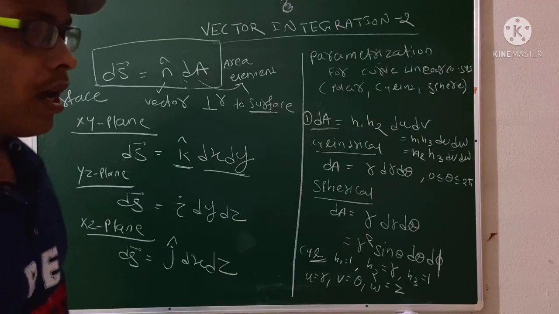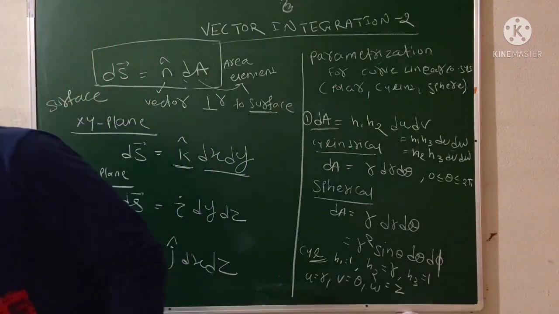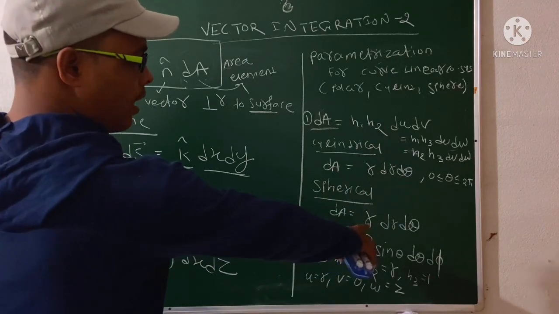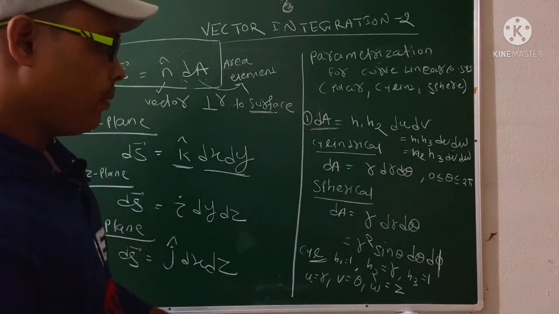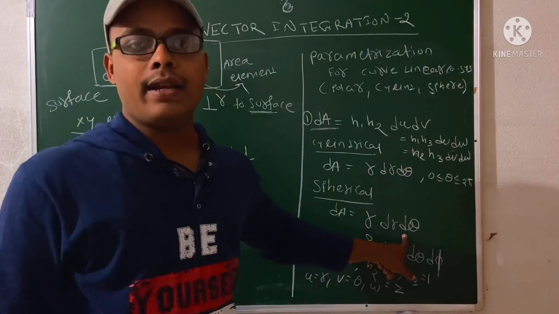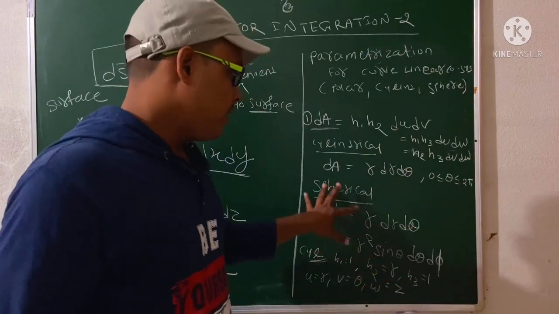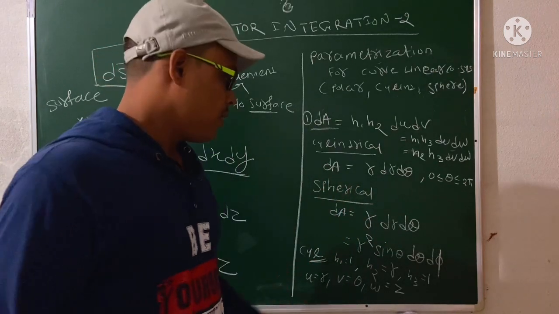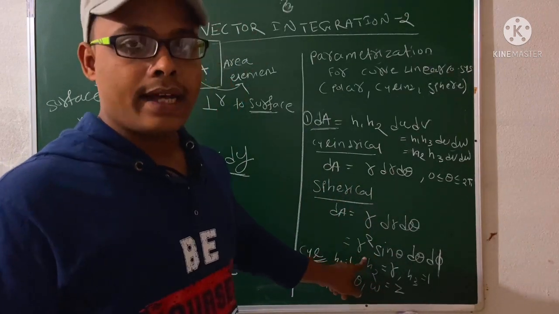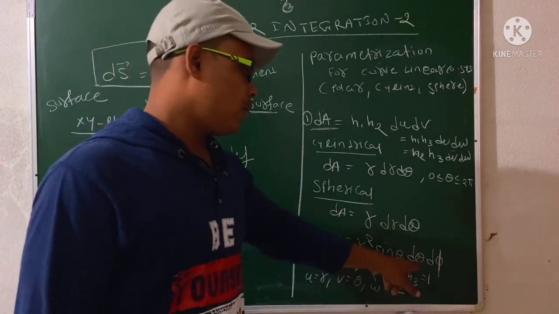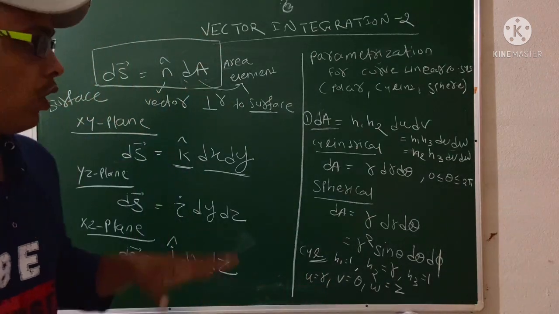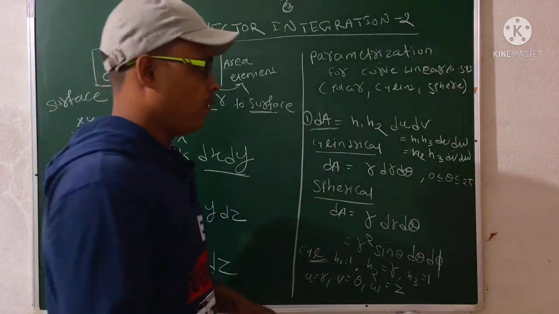Next, how will we find the n cap? What are the different formulas for n cap? Remember, this is the area element r dr d theta. Here r and theta are variables. But in the second case, in the spherical, r is not variable, r is constant, the radius of the sphere. The variables are theta and phi. So you have to remember the curvilinear coordinate system to know more about this.